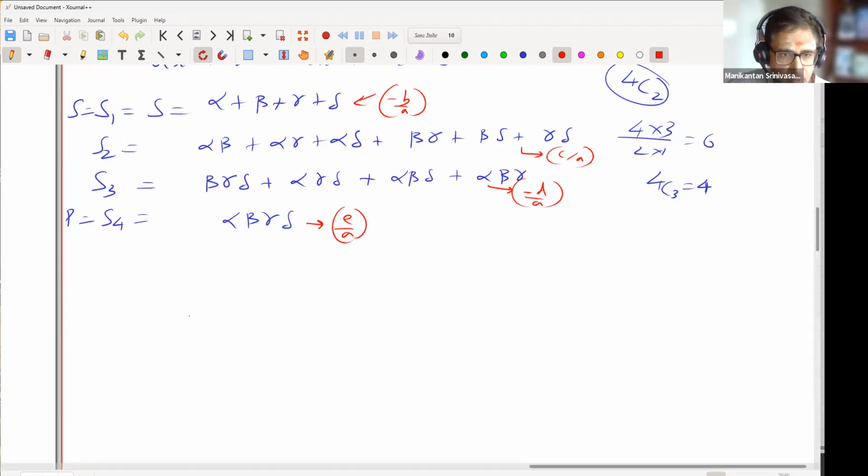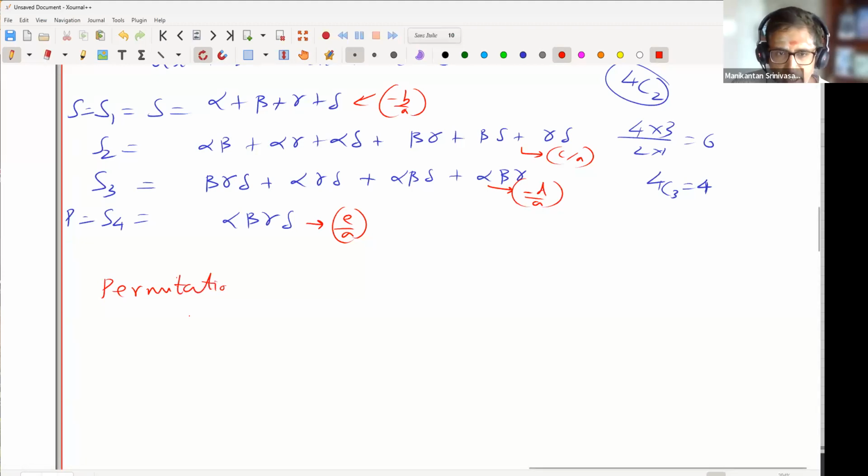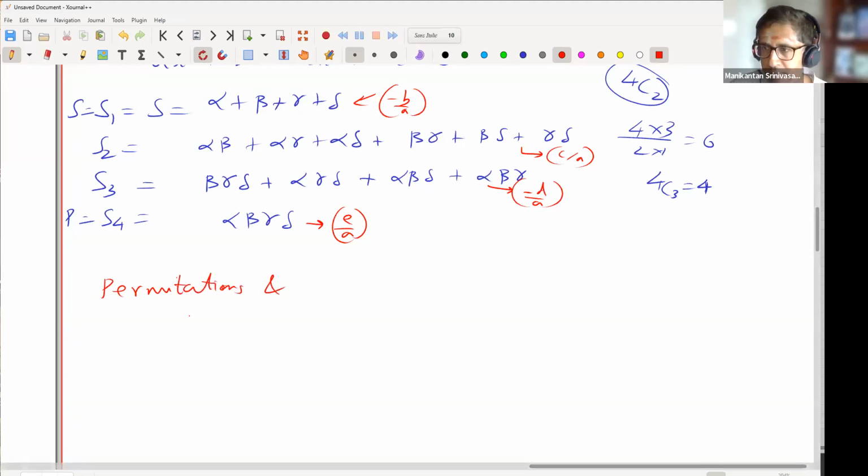Okay, so let's jump into basic permutation combination recap. So permutations. Any doubts so far in any of this? All of you okay?